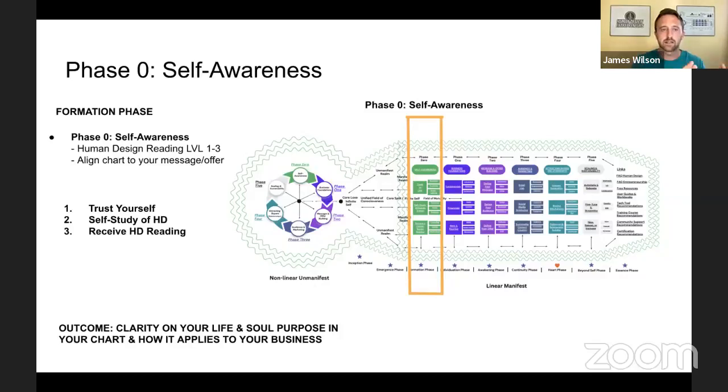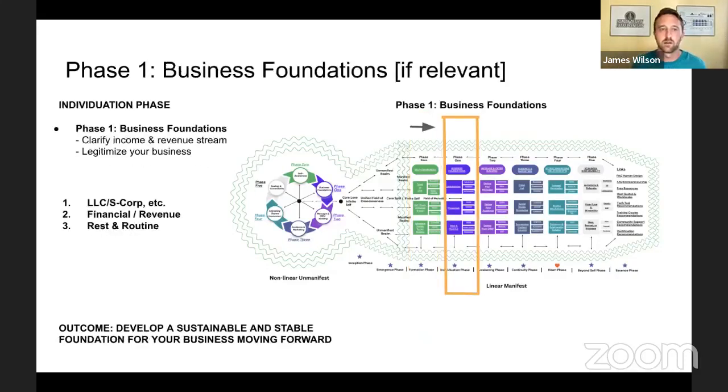But when you refer back to these slides, this is each phase on the map, and it's highlighted. In this phase, trusting yourself, you do a self-study of Human Design. I'll help guide where to study Human Design on your own, but you'll receive a Human Design reading, and we can talk about Human Design the whole time. The outcome is ultimately clarity on your life and soul purpose and how it applies to your business. That's kind of a core theme too: how is this integrated into your business to be practical?